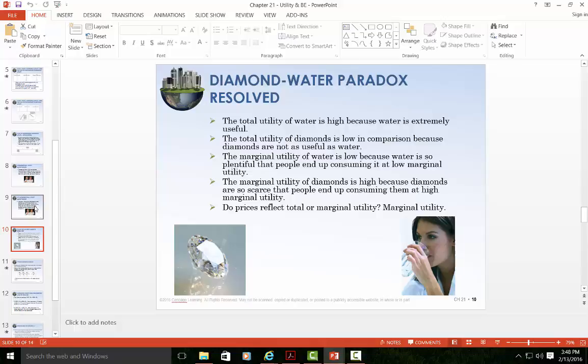And again, it's because of the scarcity of the diamond, and the fact that you can't find any ready substitutes for it, and you can't go and find your own.